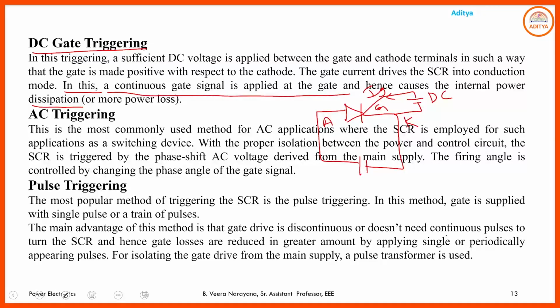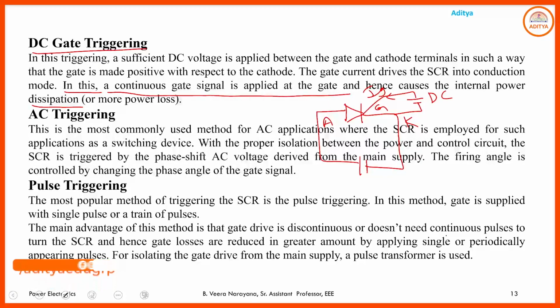If the current flow through the SCR reaches the latching current, then there is no requirement of the gating signal. There is no requirement of this voltage. Why? Because if the current flow through the SCR reaches the latching current, then the gate loses its control on the conduction of the SCR.